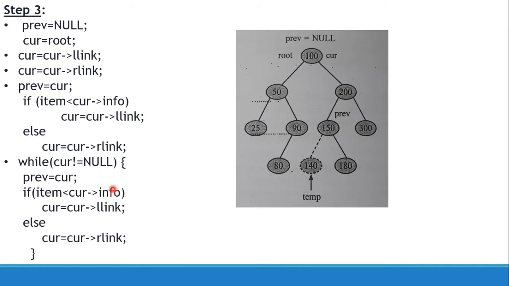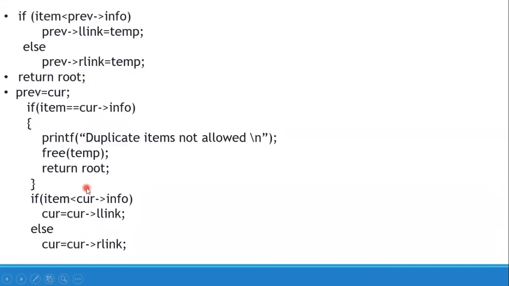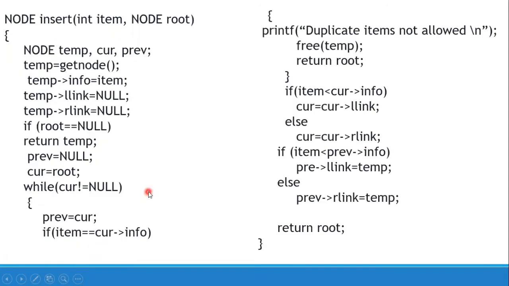Once current points to null, insert the node temp towards the left of previous if item is less, or insert it towards the right if item is greater. So if item is less than previous of info, then previous of llink equals temp, else previous of rlink equals temp. Then we return the address of the root node using the statement return root. This is the whole program to insert an item into a binary search tree without any duplicate items.